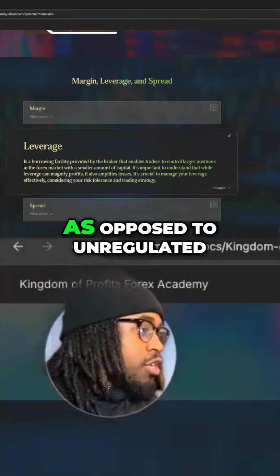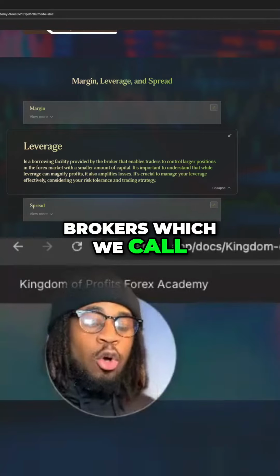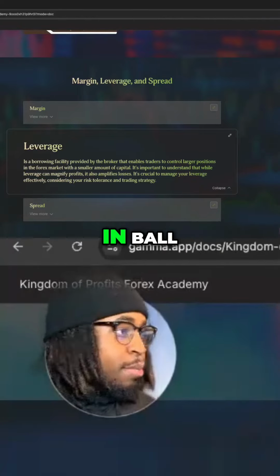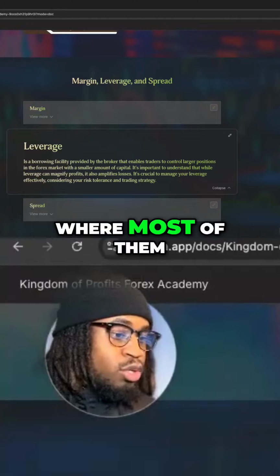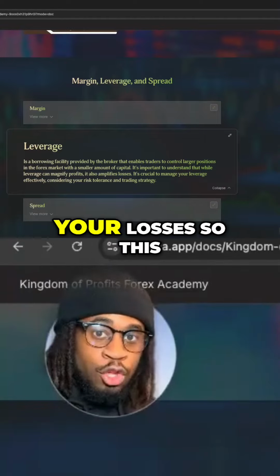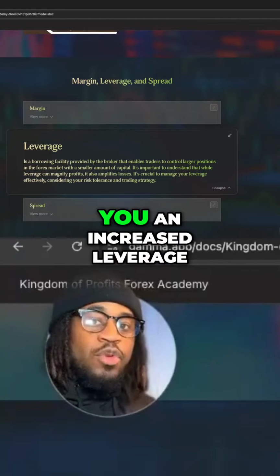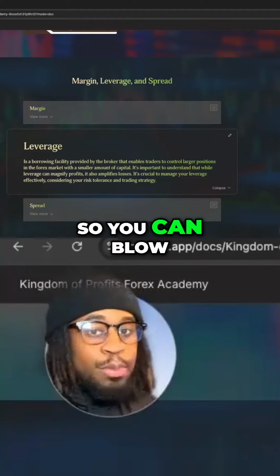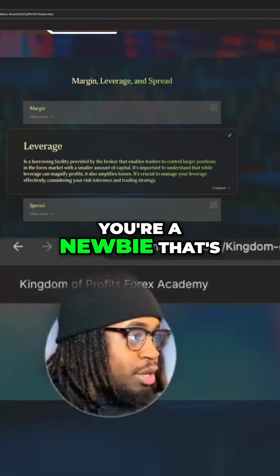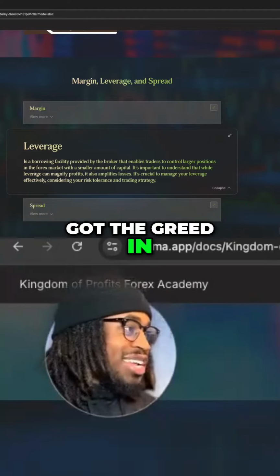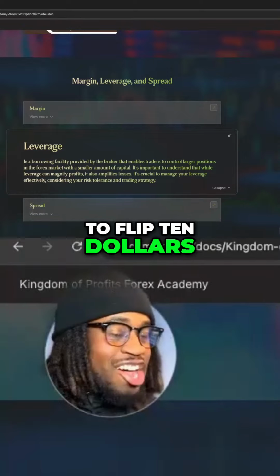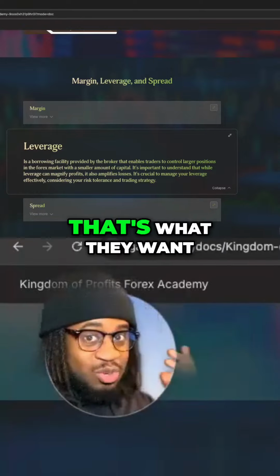Because they want you to have longevity in these markets, they're going to give you a smaller amount of leverage, as opposed to unregulated brokers, which we call B-booked, B as in ball, where most of them make profits off of your losses. So this is why they give you increased leverage, so you can blow your account quicker, because you're a newbie that's still greedy. They give you vows to flip $10 into $20,000 with one trade. That's what they want you to do.